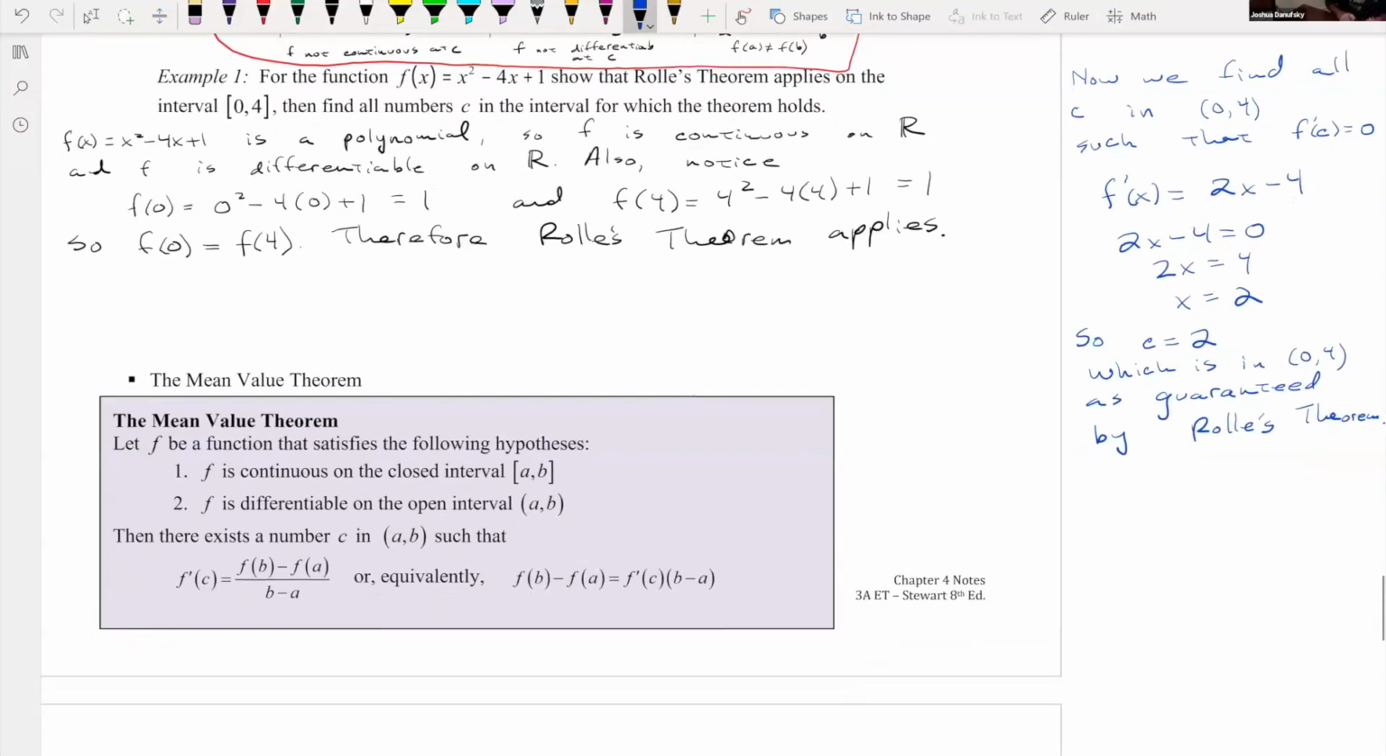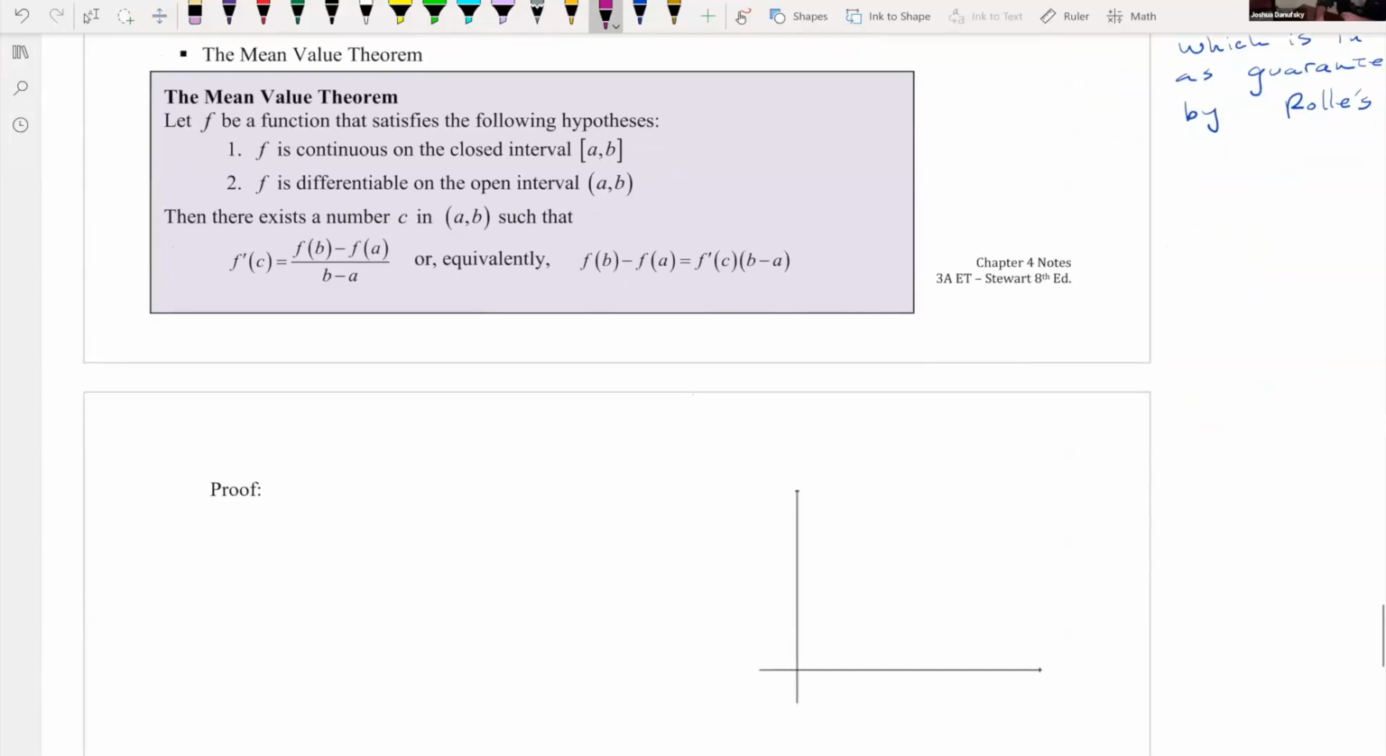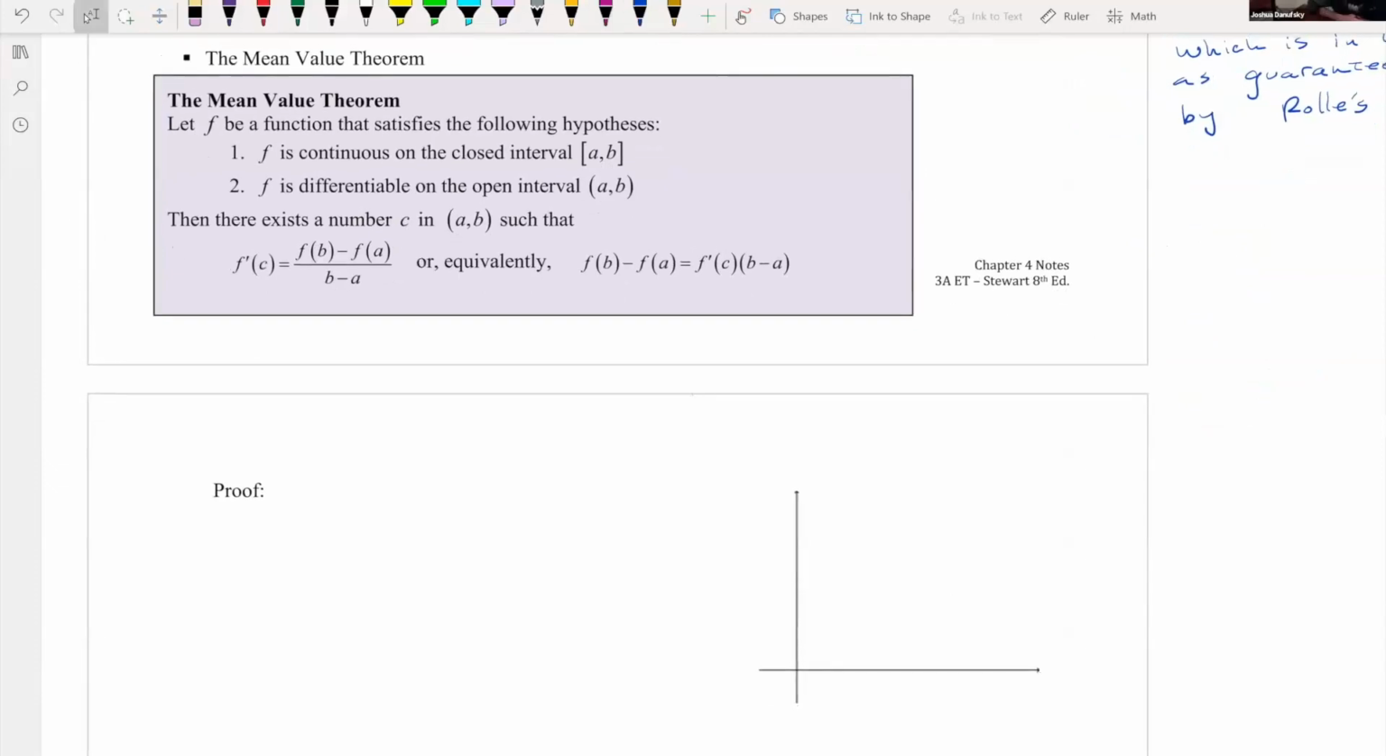All right, so that is Rolle's theorem. And again, we use Rolle's theorem mainly to prove the next theorem, the mean value theorem. Now, this one is a little more complicated, but it all comes down to the picture. And once I draw the picture for you, I think you're going to be able to understand what it's saying.